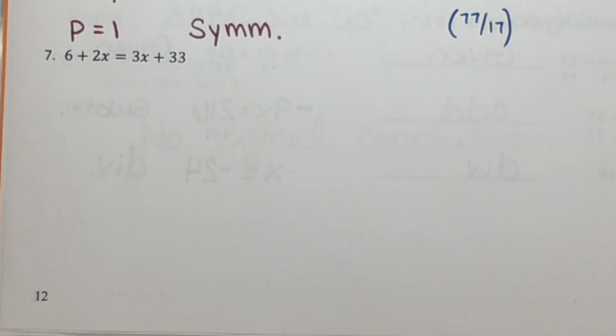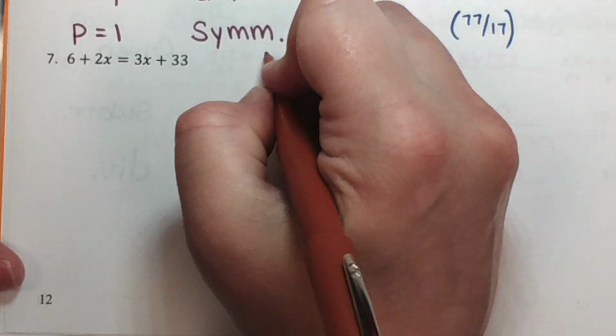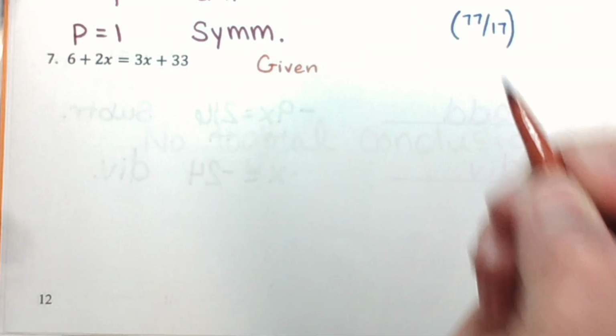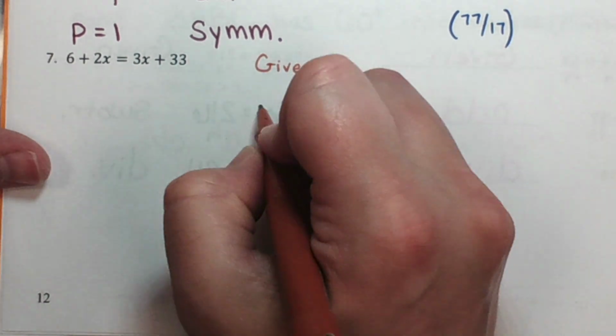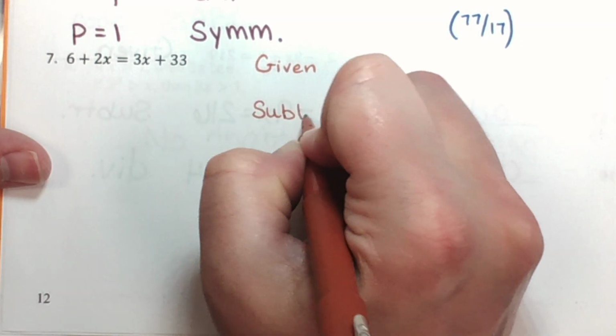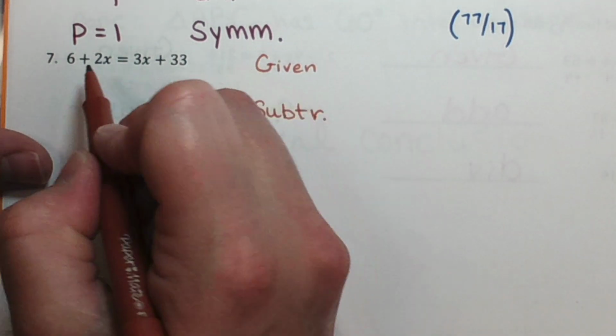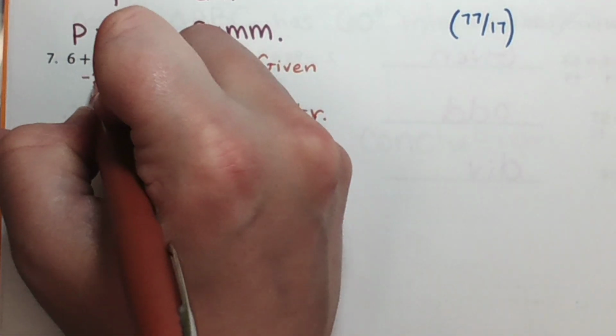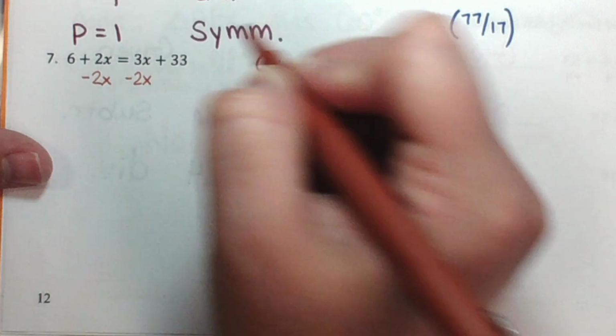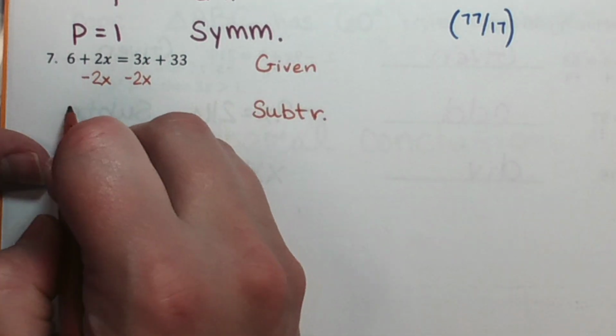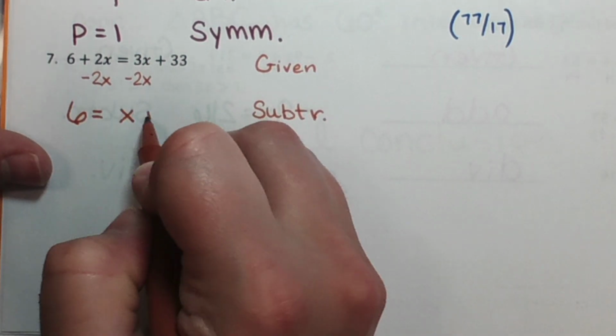Final problem that's on here. It's the first thing you tell me to do in solving. Right, given, and subtract. Subtracting what? The 2x. Or you could subtract the 3x if you want to skip using the symmetric piece. But 2x is more commonly what we would do. 6 equals x plus 33.